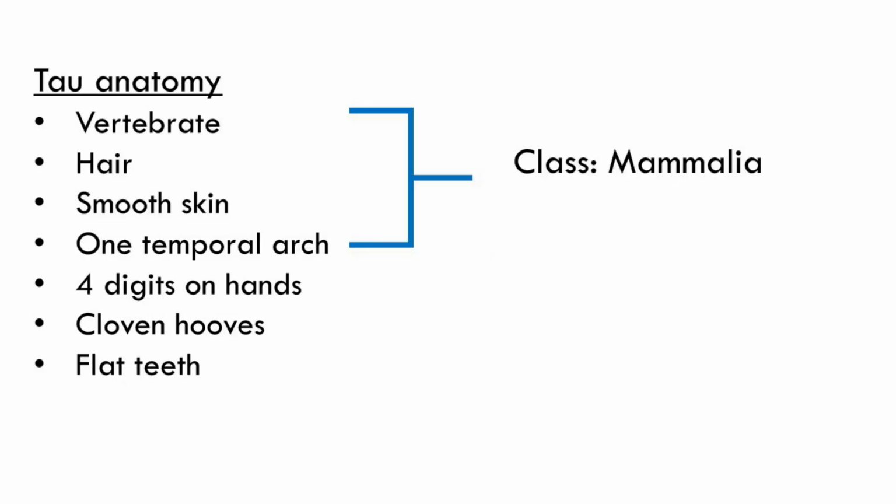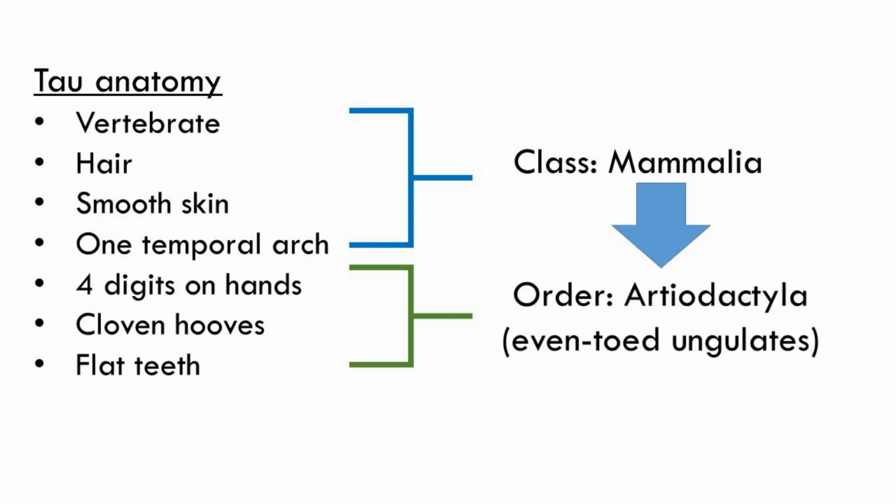Okay, so with that little detour, we have already established that tau are likely part of class Mammalia. And our observation that they have 4 digits on their hands, cloven hooves, and flat teeth suggests further specification, and that they are probably some sort of ungulate. But what kind of ungulate? Well, if we look at the models, we see that they have 2 cloven hooves, so that means that they are part of order Artiodactyla, which are the even-toed ungulates.